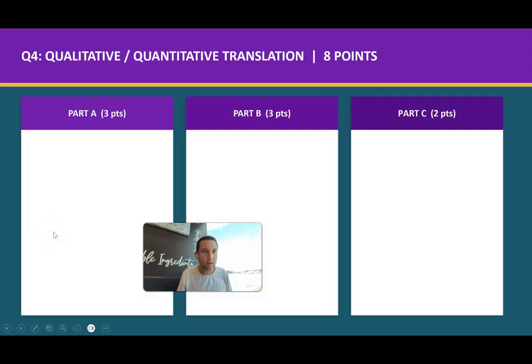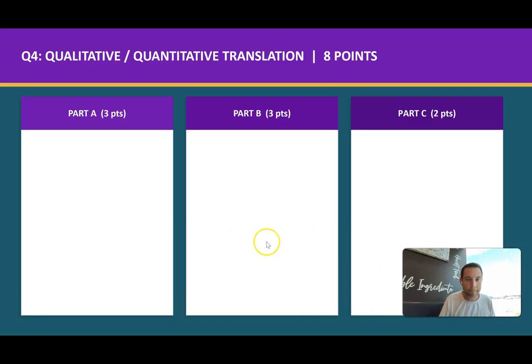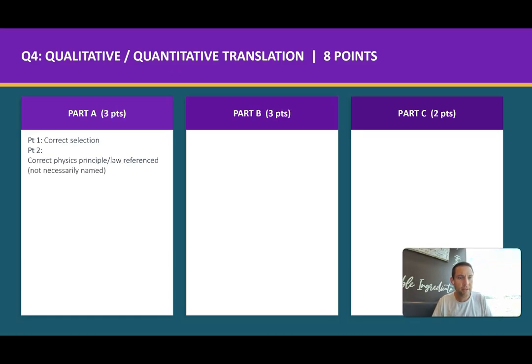On to question 4. QQT, qualitative quantitative translation. This is the smallest amount of points, but it's still important. Find your points here, especially for part A. Part A, you're going to make a selection or make a drawing, maybe sketch a graph to fit a certain situation. You can do that. You can handle that. Probably going to get 1 point just for getting that right. Make sure you do it correct.